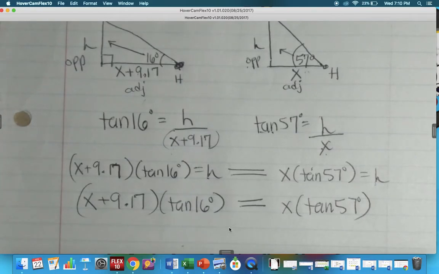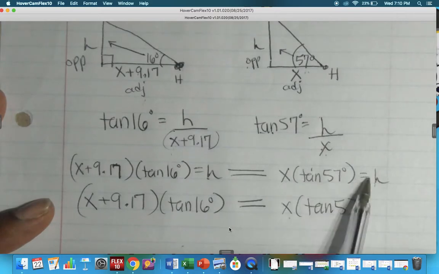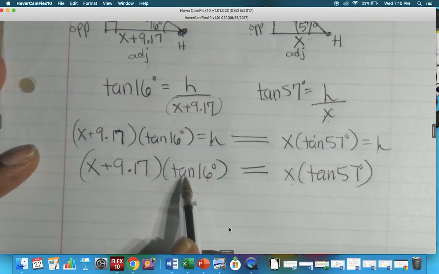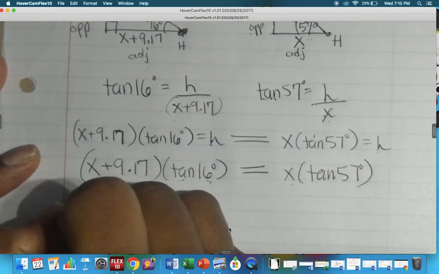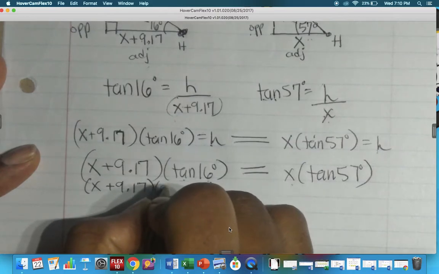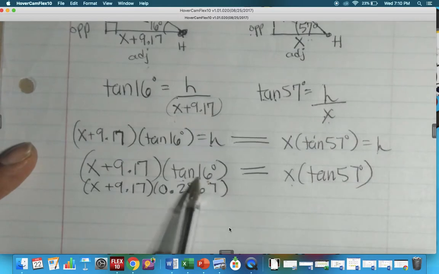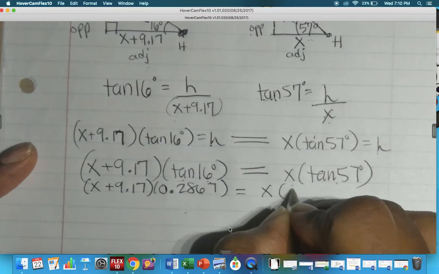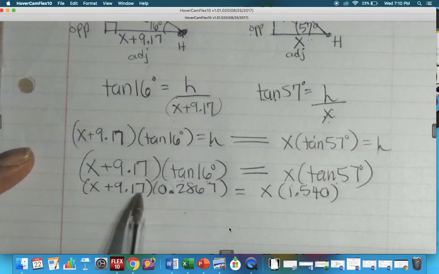Now I've eliminated h, which is what I'm trying to solve for, but if I figure out what x is, I can go back, plug in, and find h. So I'm going to plug this into the calculator, tan of 16 degrees. And I get 0.2867 for my tangent. And then I'll do the same thing on this side. x times tangent of 57, which is 1.540. And now I'm just doing a little bit of algebra to solve.